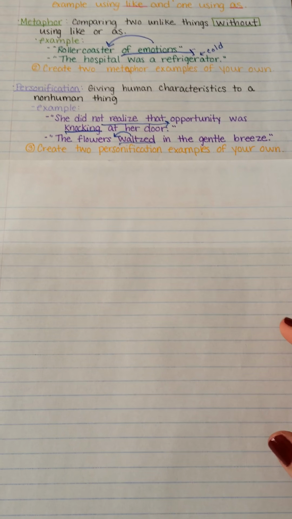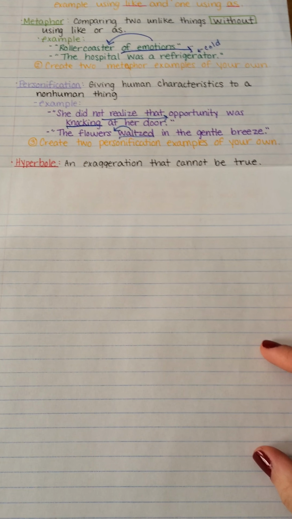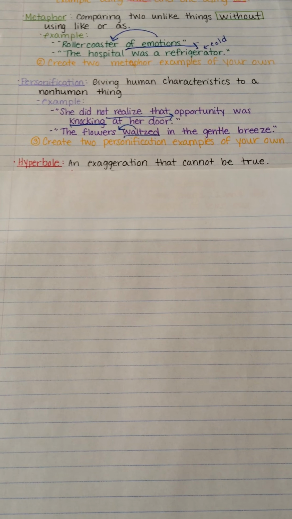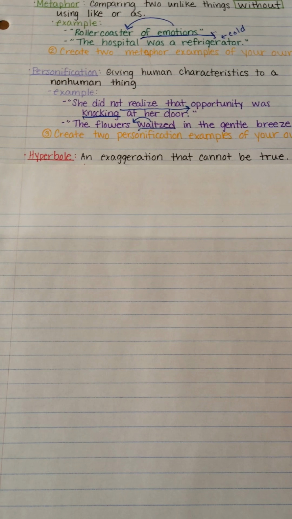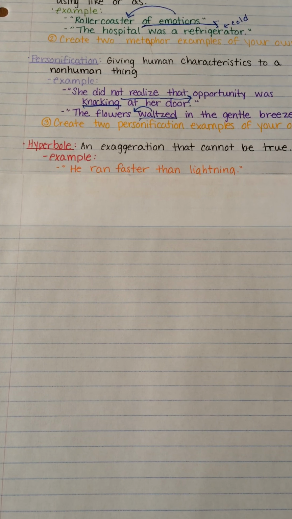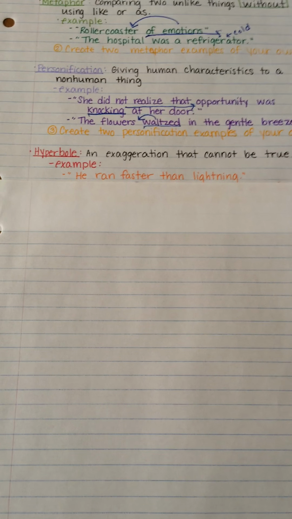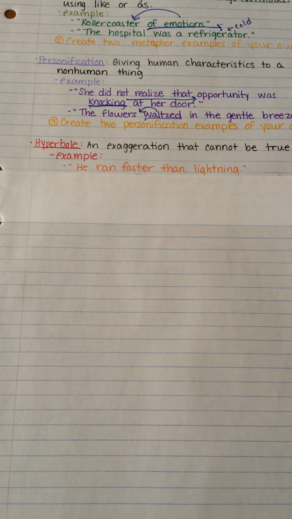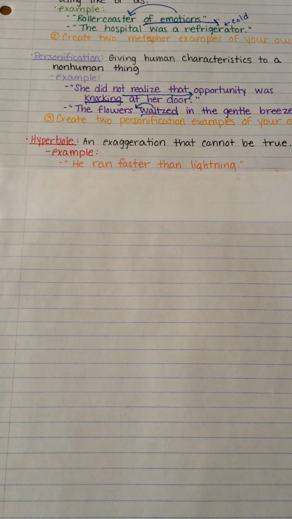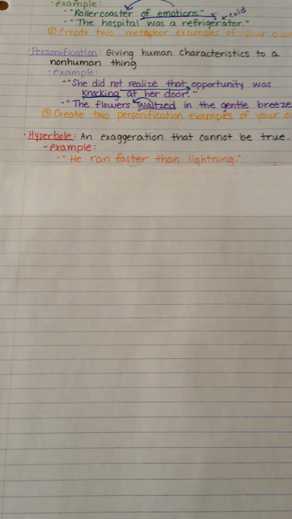We're going to be talking about one more figurative language device today, and that is hyperbole. Now, hyperbole is an exaggeration that cannot be true. For example, he ran faster than lightning. It's not actually possible for a person to run faster than lightning. Lightning is super quick. So knowing that this is not actually possible, we know that this is a hyperbole. It's really just saying that he ran very fast.